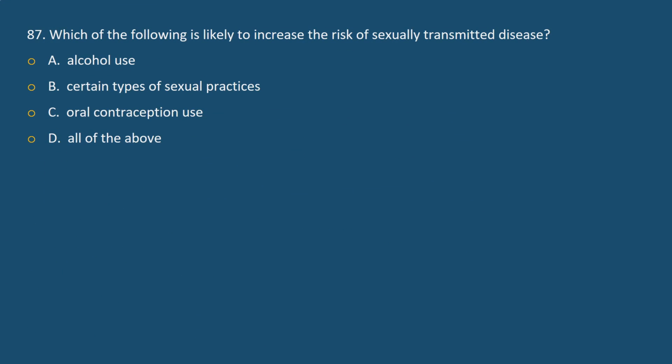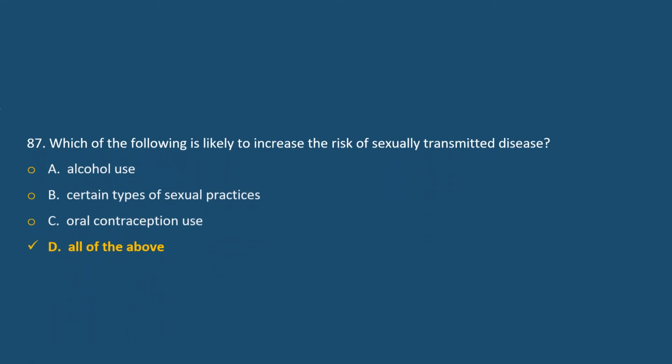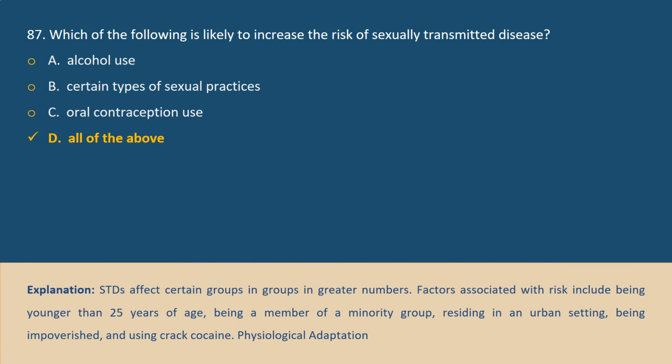Question 87. Which of the following is likely to increase the risk of sexually transmitted disease? A. Alcohol use, B. Certain types of sexual practices, C. Oral contraception use, D. All of the above. Answer D. Explanation: STDs affect certain groups in greater numbers. Factors associated with risk include being younger than 25 years of age, being a member of a minority group, residing in an urban setting, being impoverished, and using crack cocaine. Physiological adaptation.